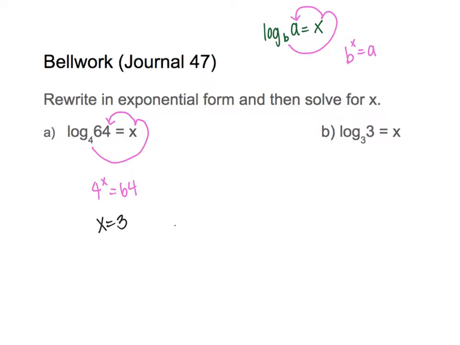Sorry about that Google timer going off in the background.